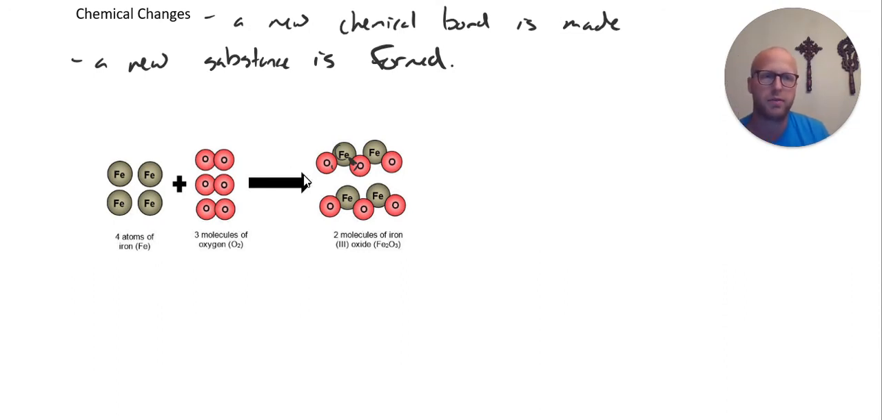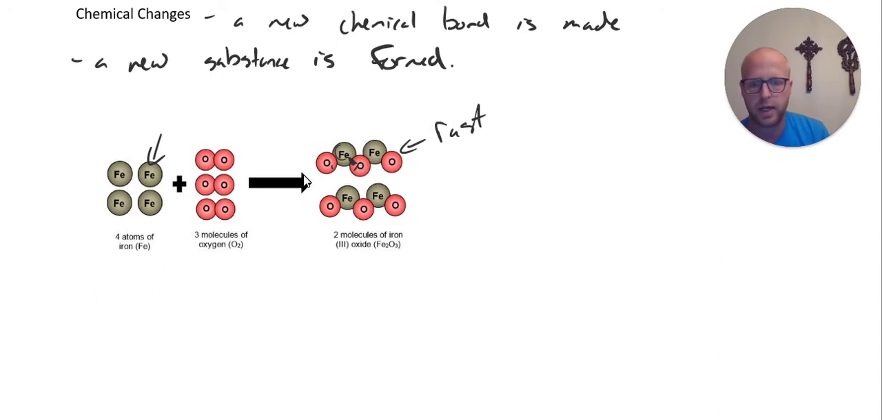And also, if you think of rust, do you want a rusted out car? This is rust. No, you don't want a rusted out car because the properties of this are different than this. You know, it flakes apart, it's not very sturdy, all that kind of stuff. So a new chemical is formed, and a new substance is formed with new physical and chemical properties. So that's a chemical change.